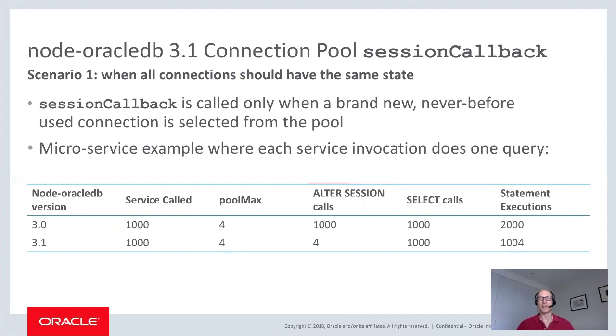So if you have a microservice where you're calling the microservice 1,000 times, with Node-oracledb 3.0, you're going to need to be setting that session state each of those 1,000 calls. So you're going to end up with 2,000 executions. With Node-oracledb 3.1, you only need to do that alter session once per connection in the pool, and once when it's brand new. If it gets reused, you never need to do that alter session again. So you're going to end up with much fewer executions. The application is going to be a lot more efficient.